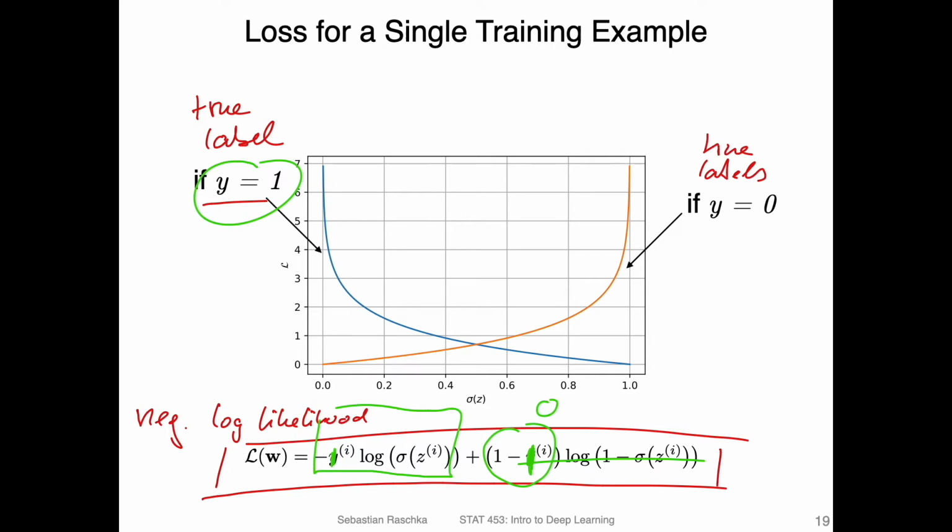If the true label is 1, then our loss function is minus log, and I can just write this part as A, the activation. It's minus log of the activation.